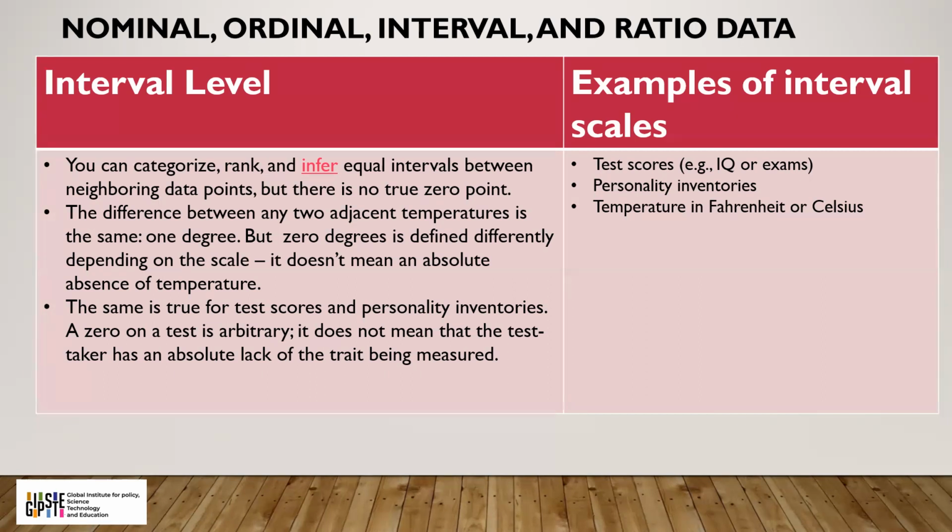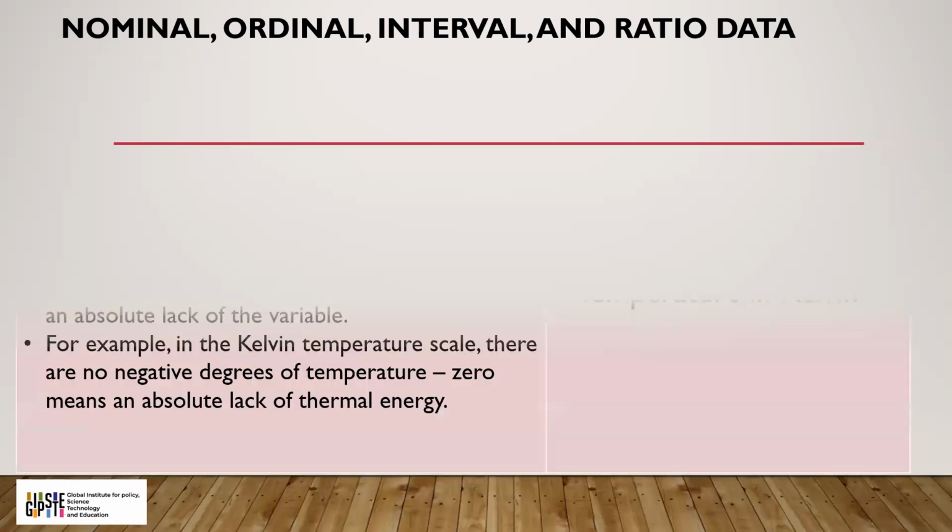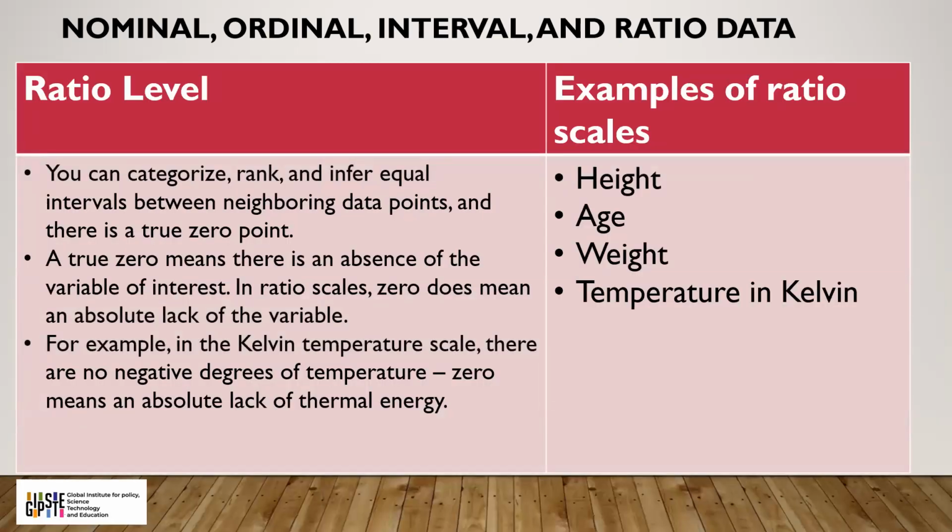Examples of interval scales: one, we have test scores, that's IQ or exams. We have personality inventories and temperature in Fahrenheit or Celsius. Then we also have the ratio level. In this case, that's the highest level. You can categorize, rank, and infer equal intervals between neighboring data points. And there is also a true 0 point.